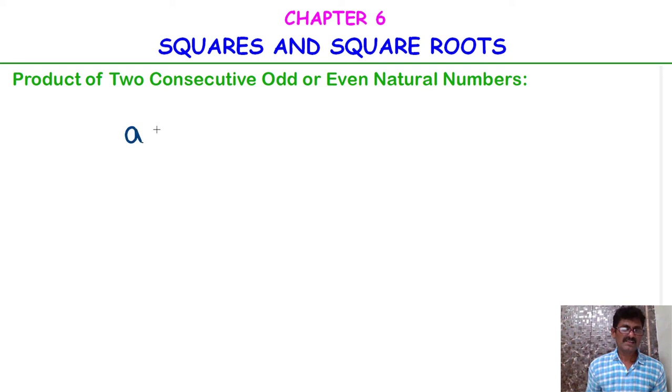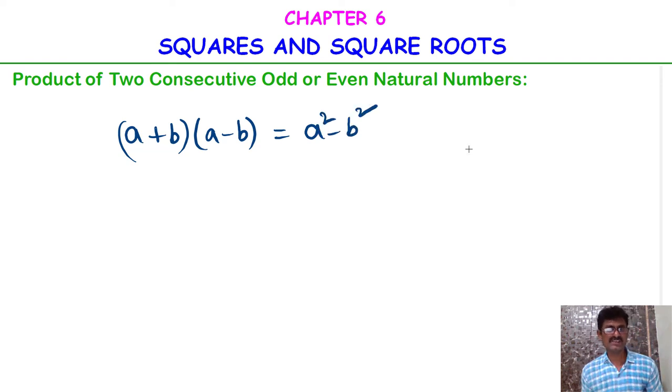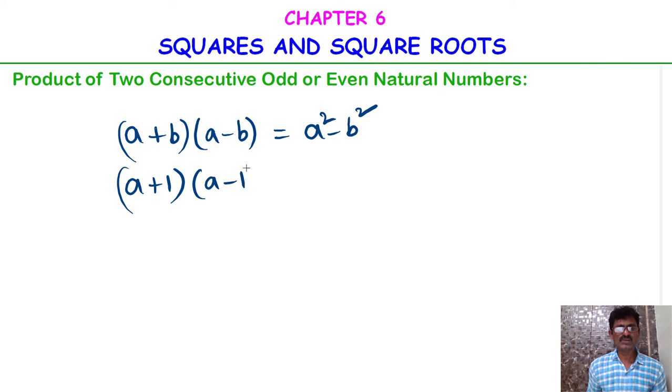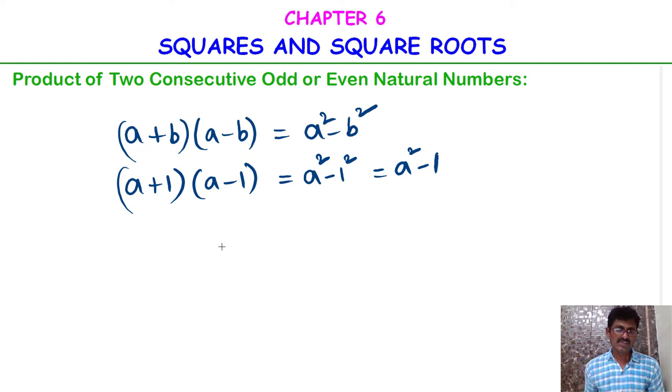Remember, a plus b times a minus b is equal to a square minus b square. You remember this one. Now if you take instead of b, if you take 1, then a plus 1 times a minus 1 is equal to a square minus 1 square, which is equal to a square minus 1. Now if we take a as one natural number, before that we have a minus 1, and after that we have a plus 1.